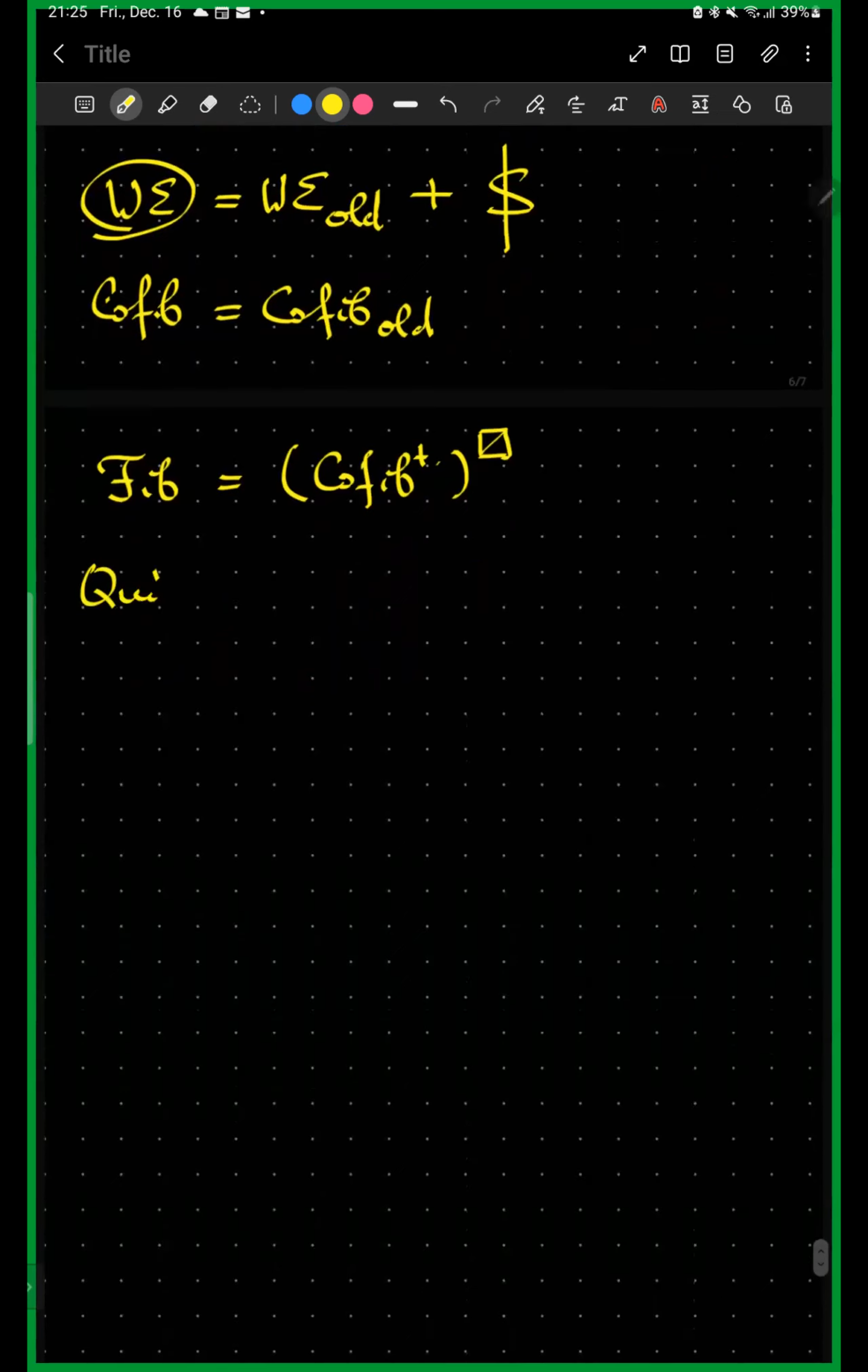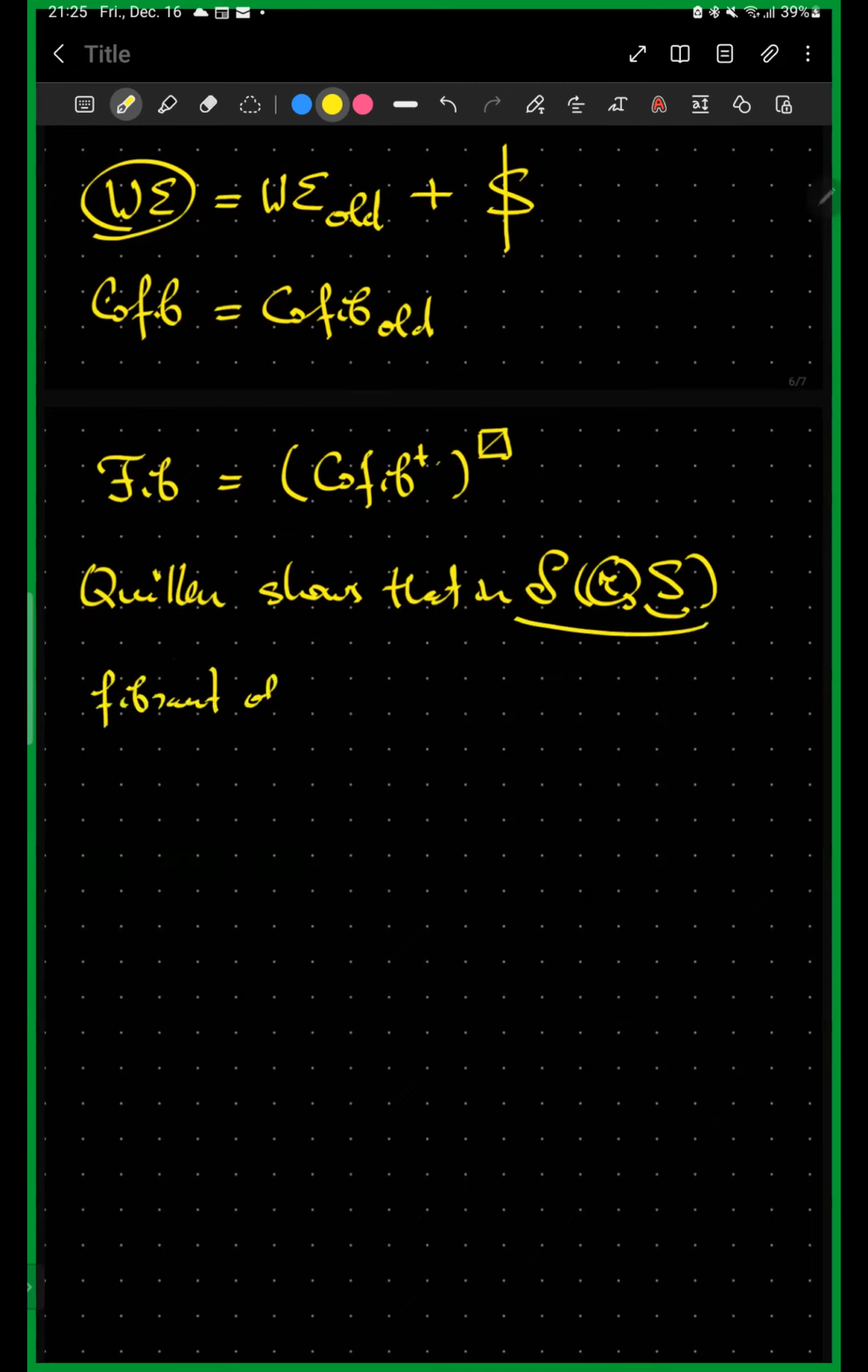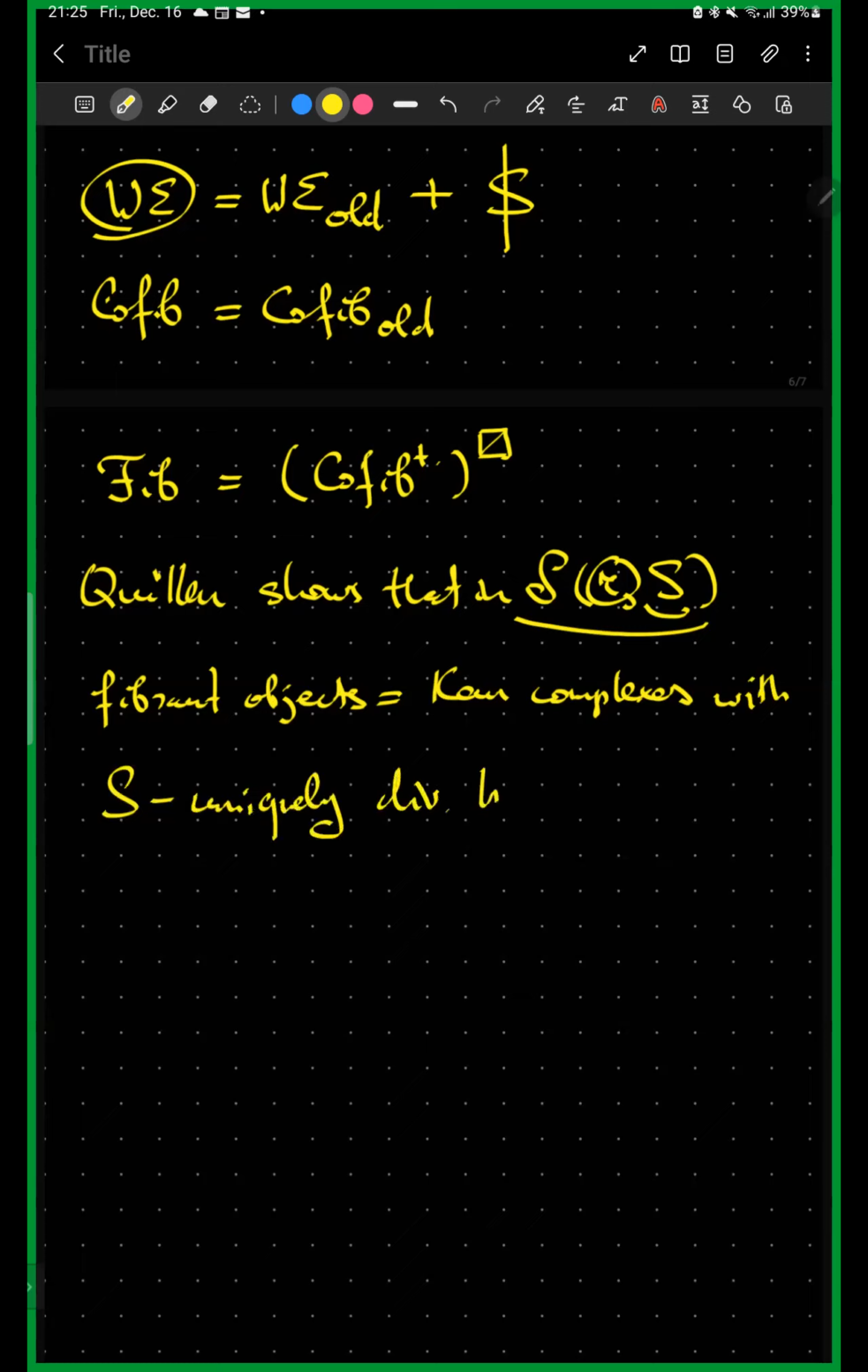So Quillen shows that in this category of simplicial sets which are localized in this system S, where R means that we take the R-reduced simplicial sets, so the simplicial sets which have no non-trivial simplices below dimension R, fibrant objects are Kan complexes with S-uniquely divisible homotopy groups.